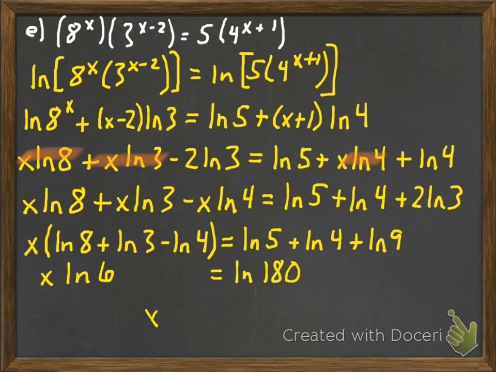And finally, let's do the division. X is going to equal the natural log of 180 divided by the natural log of 6. You got that? I'm pretty darn impressed. And let's go ahead and write the approximate value just in case you ran into 3 significant figures.